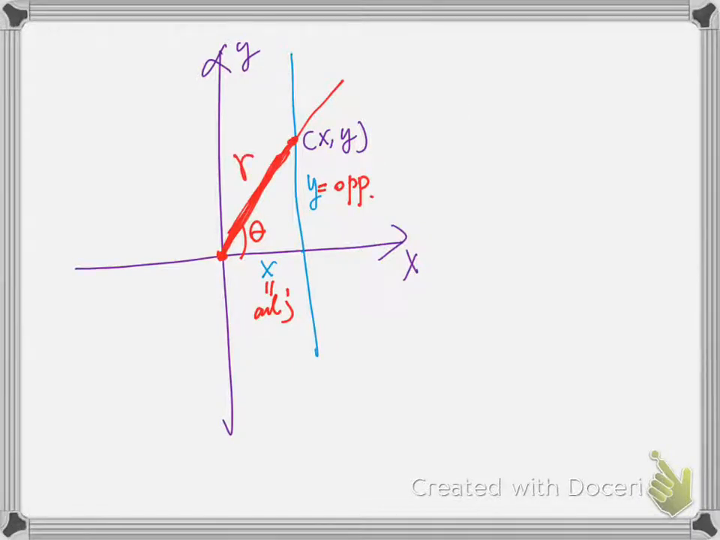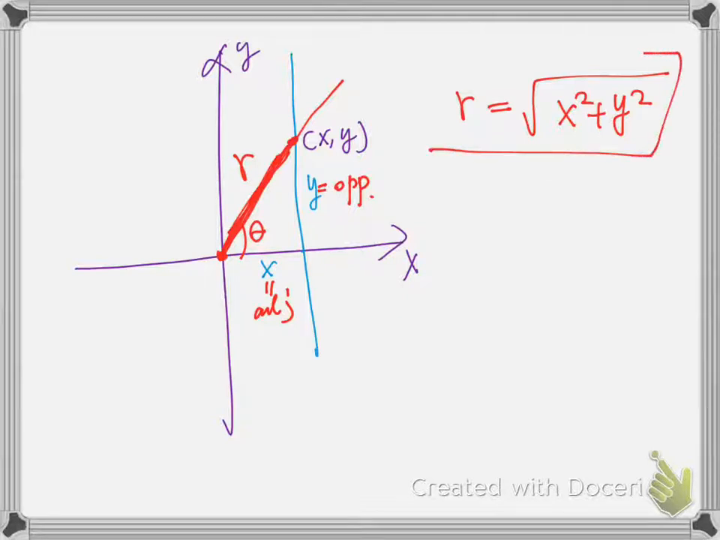In the first lecture of the trig part, we already know the distance is the square root of x2 minus x1 squared plus y2 minus y1 squared. For this special case, this is the square root of x squared plus y squared. So that's the length of the hypotenuse.